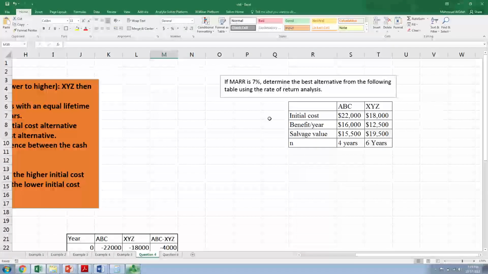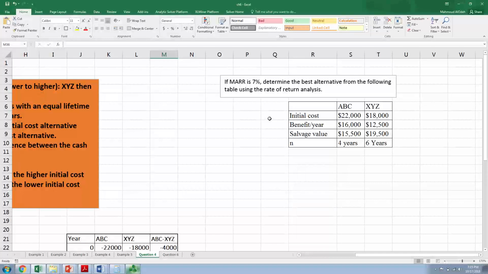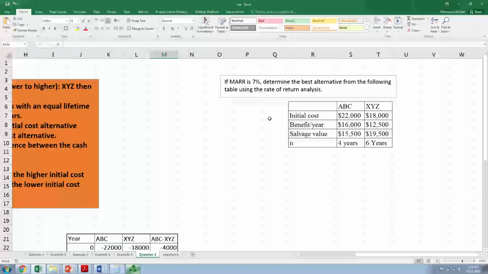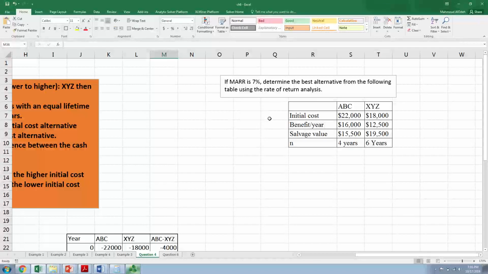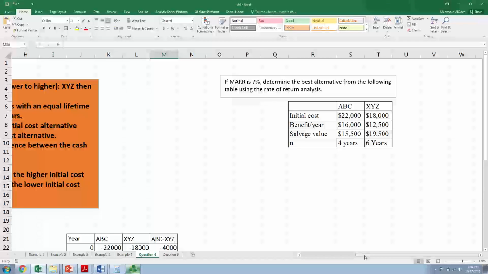So we have initial cost for both of these alternatives. We have benefit per year. We have a salvage value. We have an N for both of them. One is 4 years and one 6 years. So what we need to do, we have to follow the steps.